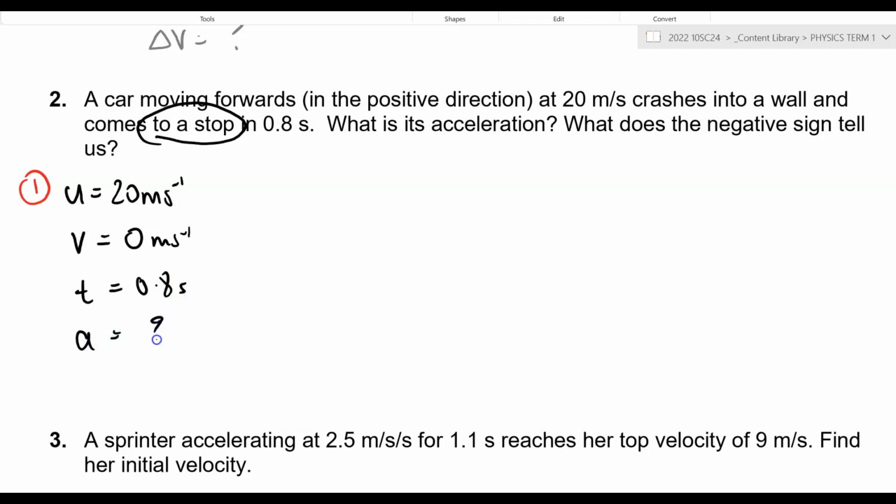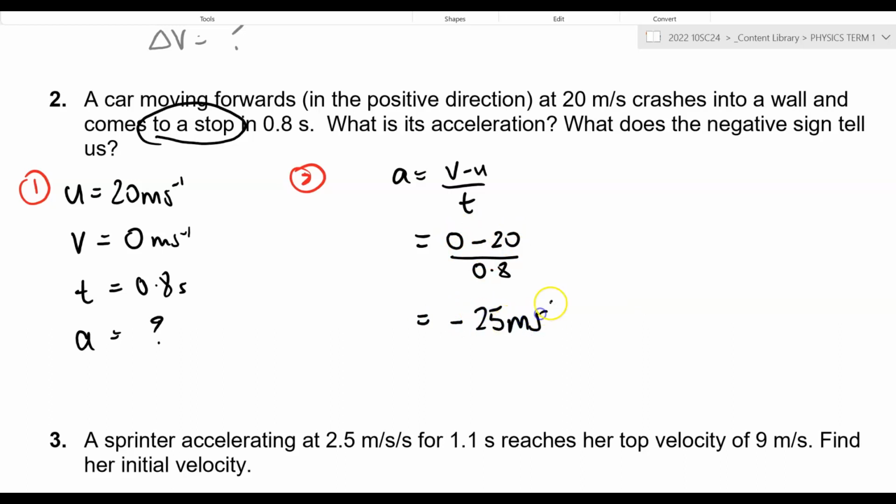So here's the question, what's the acceleration? Step 2, you go, all right, how will I solve that? So a statement of intent, if you like. a is v take u on t. Right, our final velocity is 0. Our initial velocity is 20, and it took 0.8 of a second. So 0 take 20 over 0.8 is negative 25 meters per second squared. So we've got the acceleration, check.